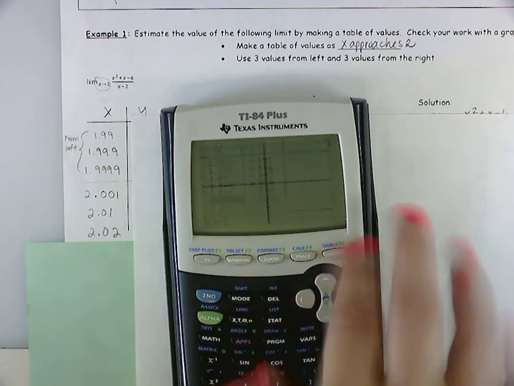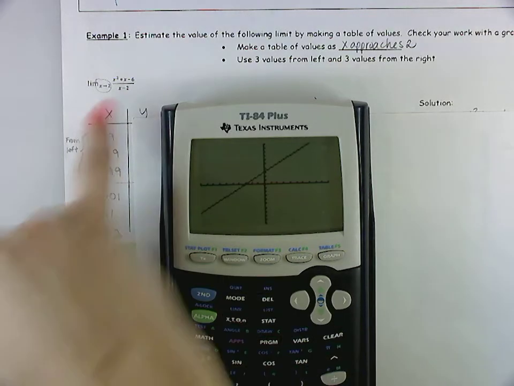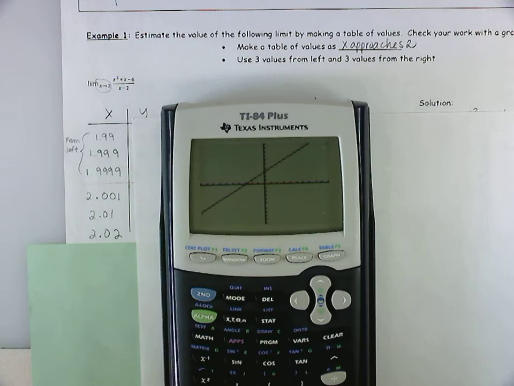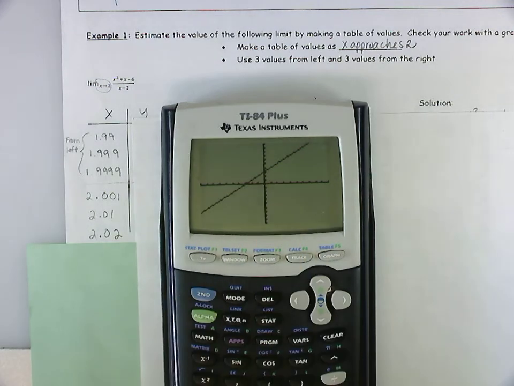Let's look at the graph of this. The graph of this looks like what? Yeah, it looks linear, right? So what probably happened with this? Yeah, there's a hole, which means if you factored the top, what would be one of the factors? Yeah, one of the factors is going to be x minus 2. Do you guys know what the other factor is? X plus 3, because you can see the y-intercept right there as well. So there would be a hole there.